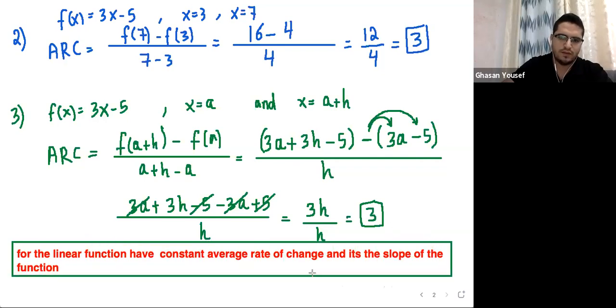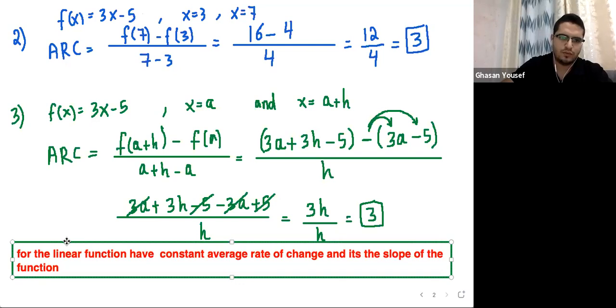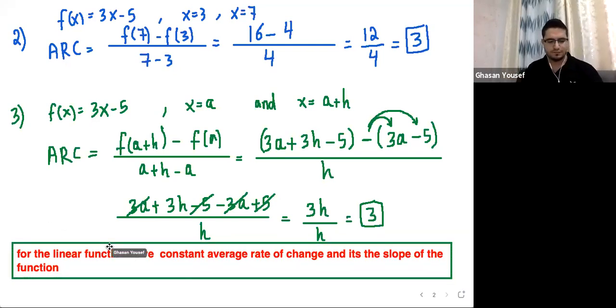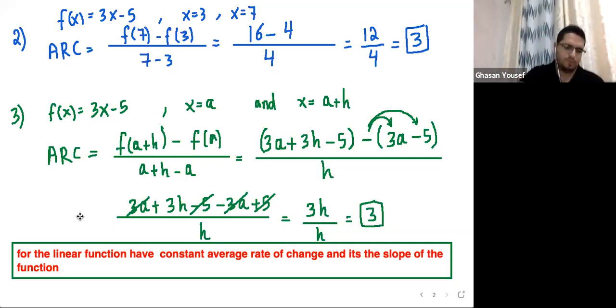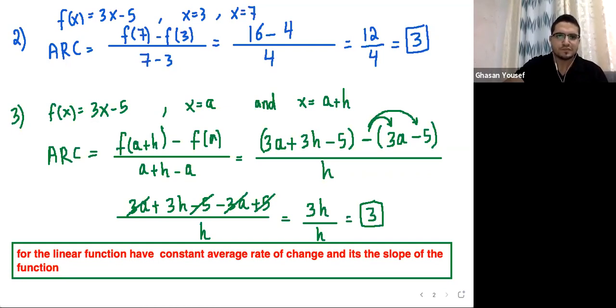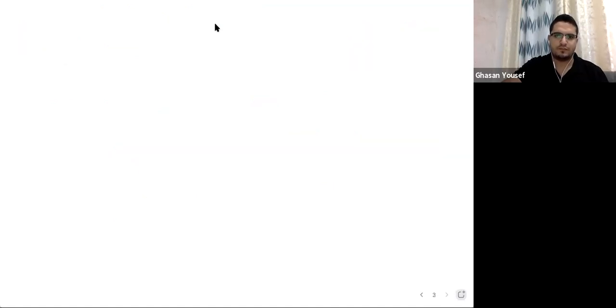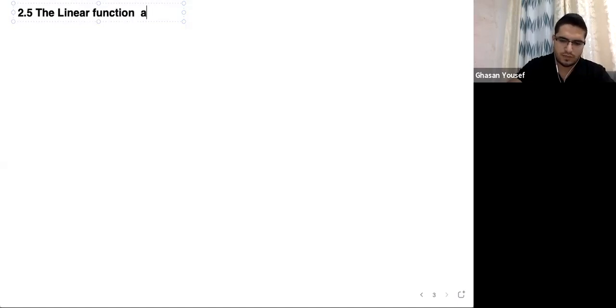It is section 2.5, the linear function and models.